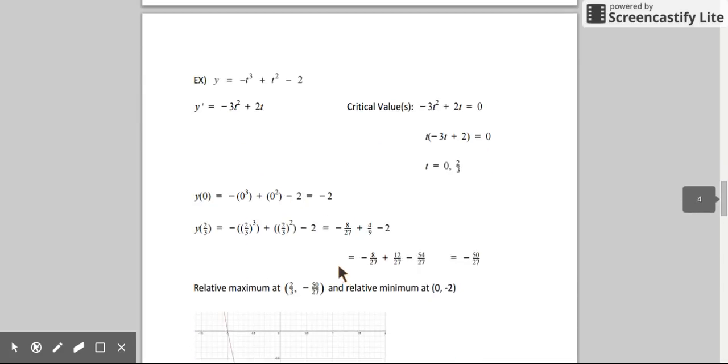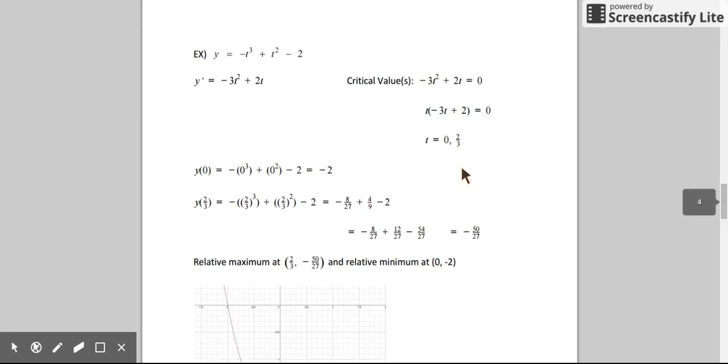Here's another example. Negative t cubed plus t squared minus 2, so a decreasing cube function. If we find the derivative using a power rule, we get negative 3t squared plus 2t. We can set that equal to 0 and solve it by factoring a t out of both terms. We know that the zeros are going to be at t equals 0 and at positive 2/3. So two places where we have extrema happening.